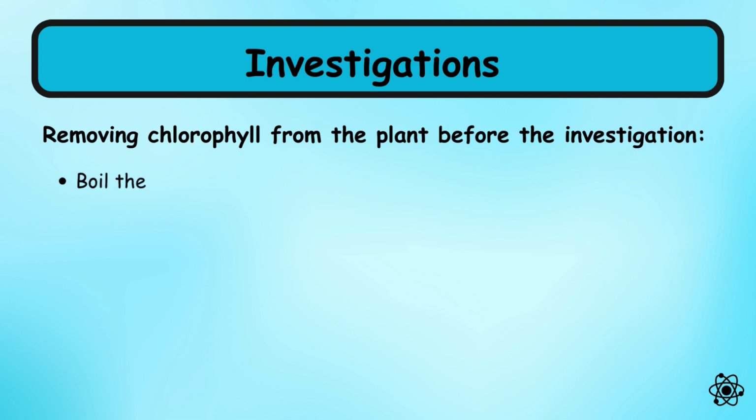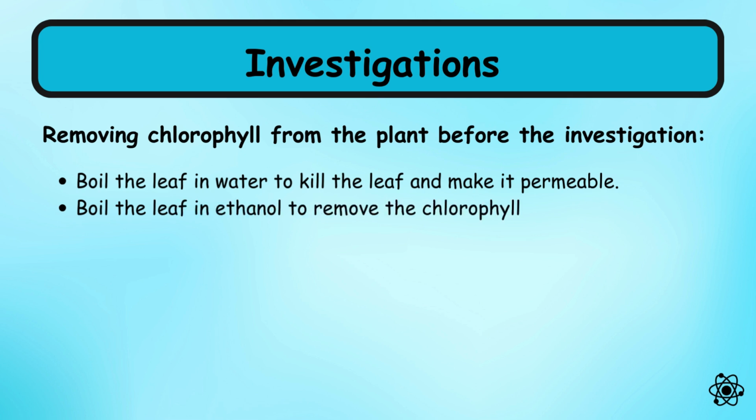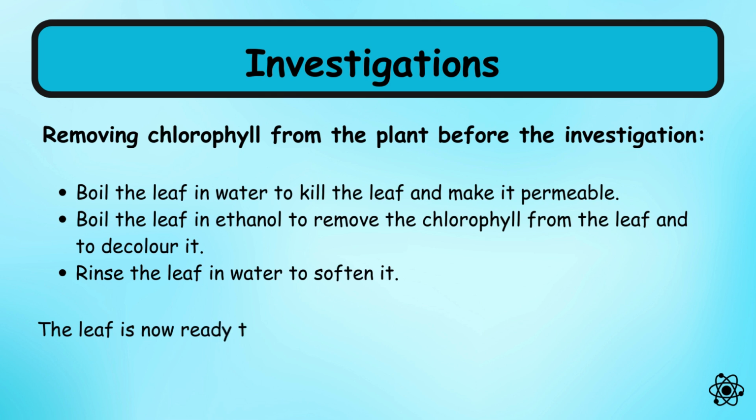These are the steps to remove chlorophyll. Boil the leaf in water and make it permeable. Boil the leaf in ethanol to remove the chlorophyll from the leaf and to decolor it. Rinse the leaf in water to soften it. The leaf is now ready to be tested for the starch with iodine solution.